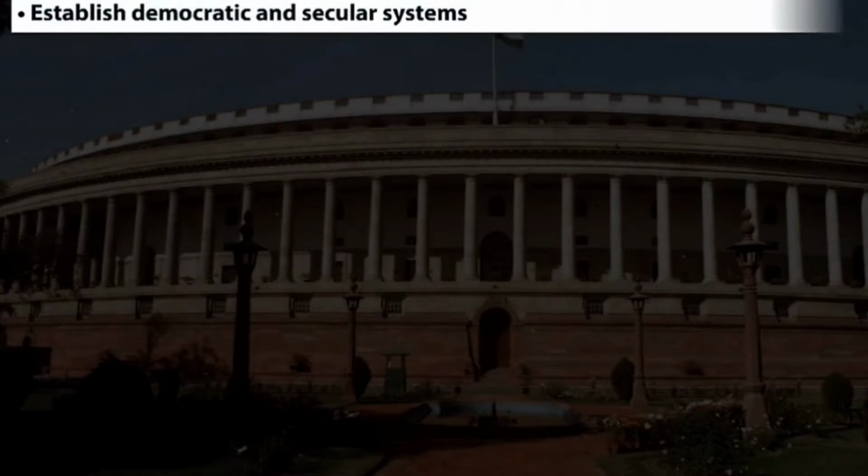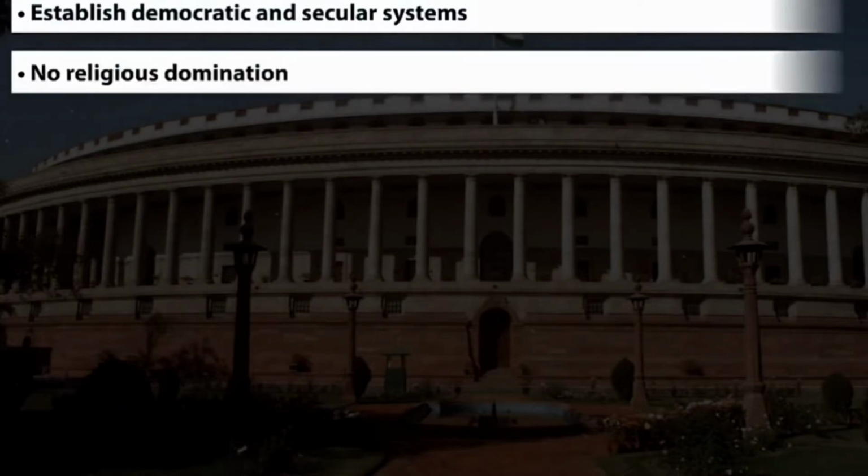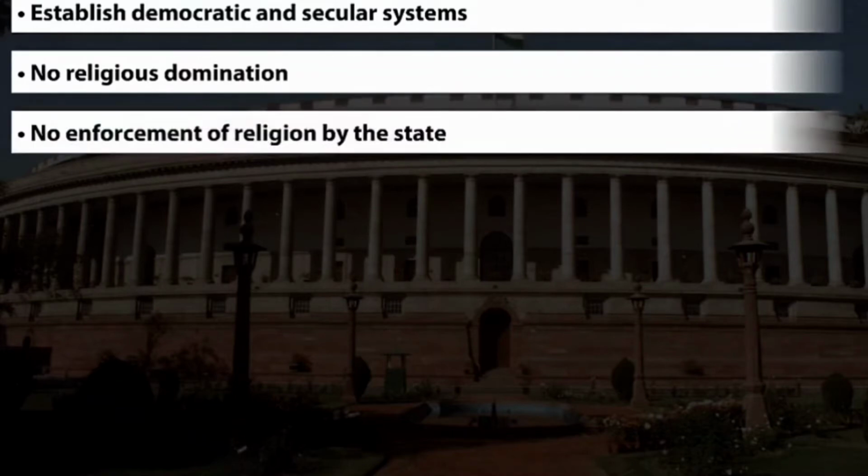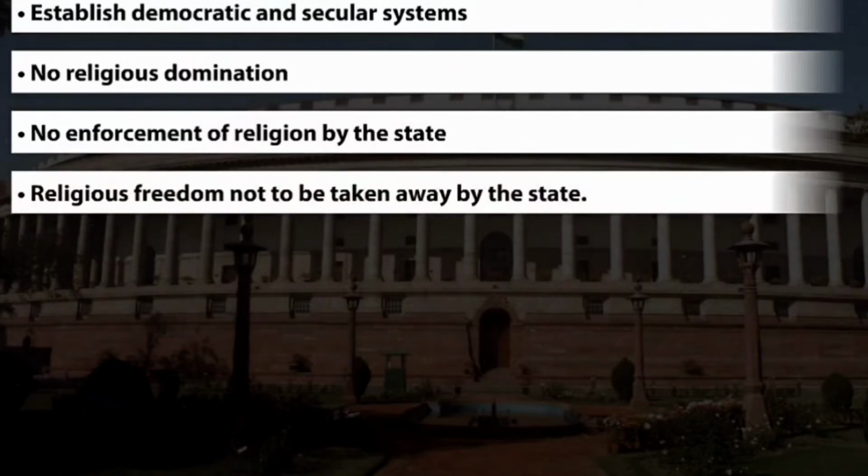According to the Constitution, there are a few principles of secularism. First is to establish a democratic and secular system. Second, no religious domination. Third, no enforcement of religion by the state. Fourth, religious freedom is not to be taken away by the state.